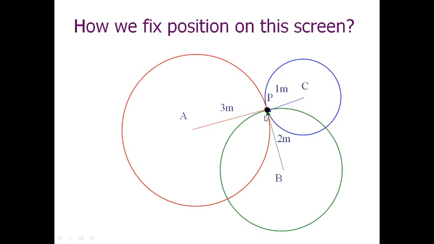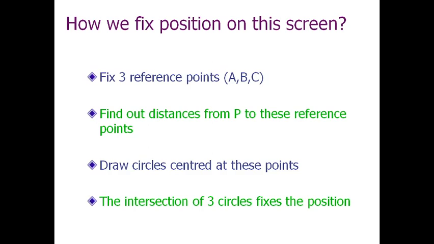There are no other points which are 3 meter away from A, 2 meter away from B and 1 meter away from C. The point is unique. You will not have any other point which satisfies these three distance conditions. So to fix a position on this screen, you require three different reference points A, B and C. And if you draw circles centered at these three reference points with the corresponding radii, the three circles will intersect at the desired location. Okay, so this is how you can locate one point on the screen using three reference points.